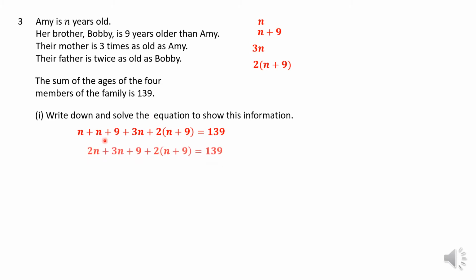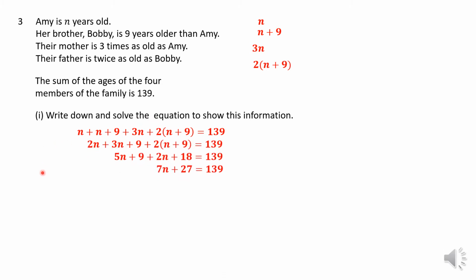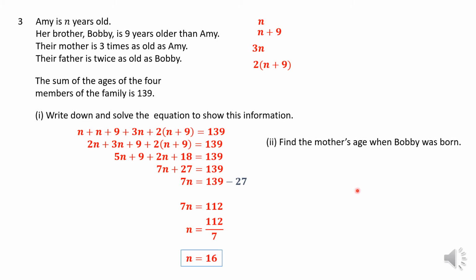So now you try to collect like terms. When you collect like terms, eventually you should end up with 7n plus 27 is equal to 139. That is the equation that we're looking for. Okay, it's the simplest or simplified equation. All right, now you solve that equation. That means you're going to subtract 27. When you do that, you get 112, and then you're going to divide throughout by 7 so that n is equal to 16.